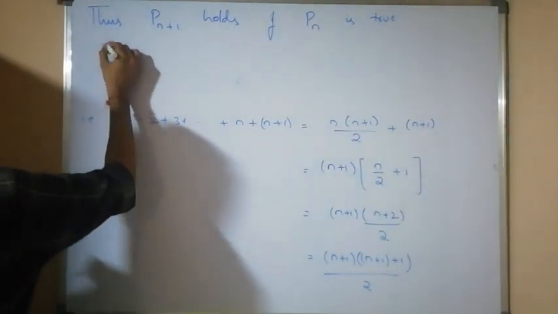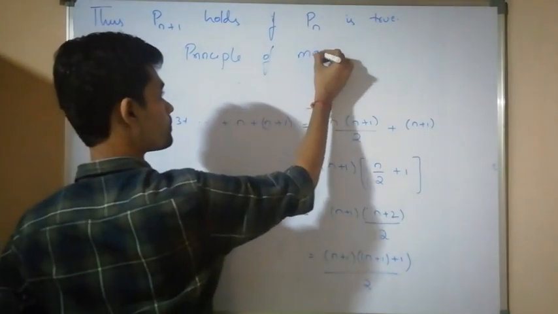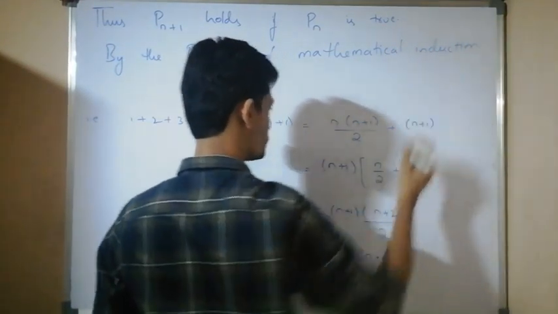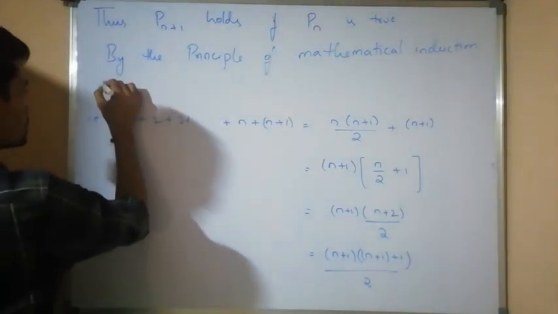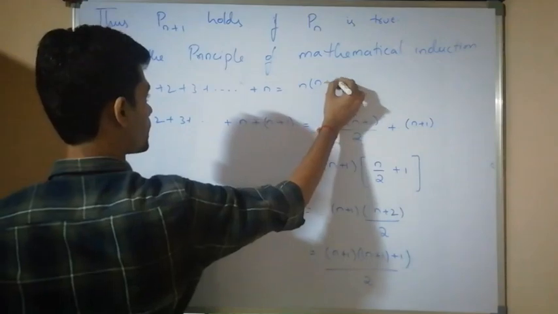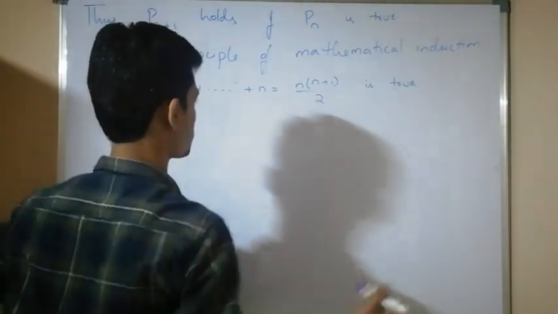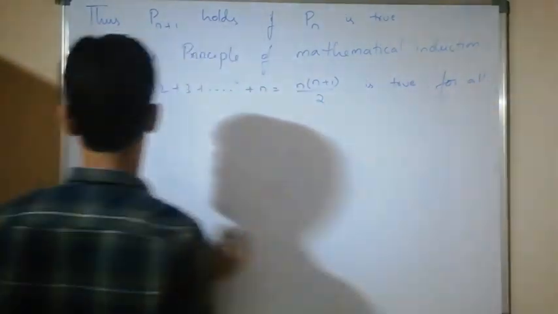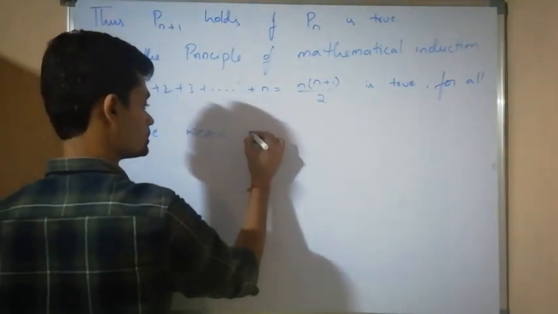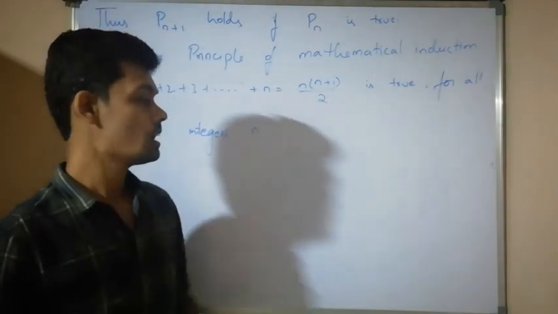Therefore, by the principle of mathematical induction, Pn, 1 plus 2 plus 3 plus so on plus n is equal to n into n plus 1 by 2, is true for all positive integers. This is the process of the principle of mathematical induction. In this way we can use the principle of mathematical induction.